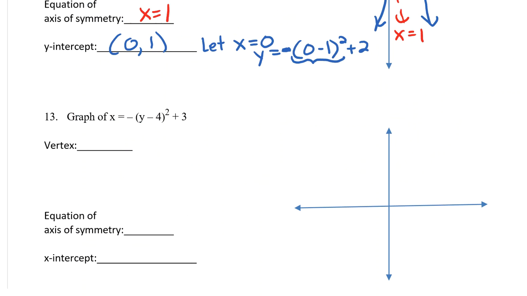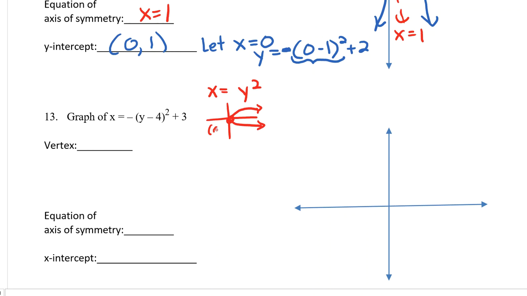And our next parabola has y squared instead of x squared. So we better remember our basic parabola. When the y is squared and not the x, then our parabola, remember, turns sideways. So now we have to be careful with our transformations, that now what we're shifting is the y coordinate. So inside the parentheses, we still go in the opposite direction, but this time it's changing the y coordinate.